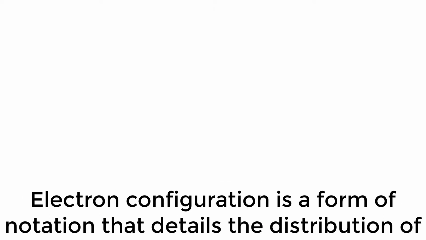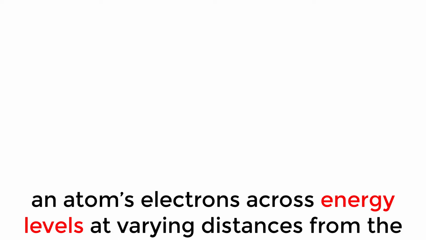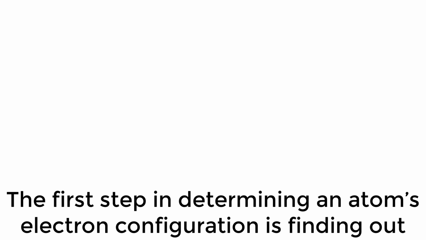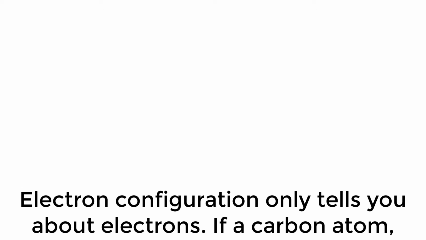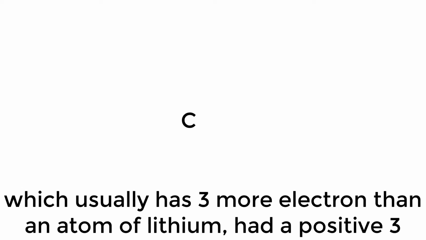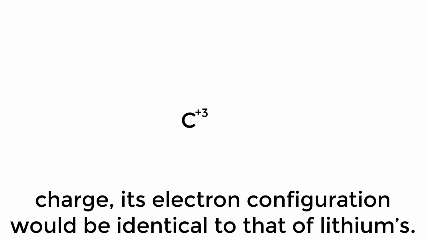Electron configuration is a form of notation that details the distribution of an atom's electrons across energy levels at varying distances from the nucleus. The first step in determining an atom's electron configuration is finding out how many electrons are present. In an atom, the number of electrons is equal to the atomic number, or the number of protons. Electron configuration only tells you about electrons. If a carbon atom, which usually has 3 more electrons than an atom of lithium, had a positive 3 charge, its electron configuration would be identical to that of lithium's.